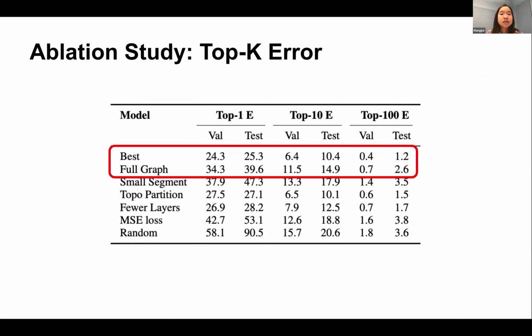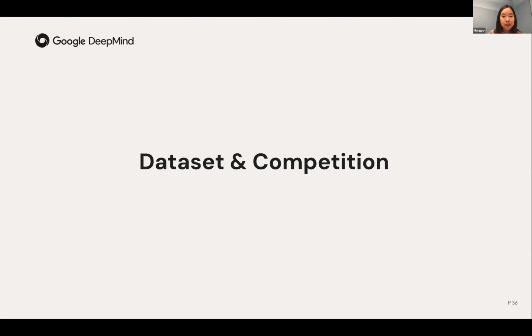And here is the top K error when we use these techniques together. The best method is the one where we apply segmentation and dropout together. We compare that with training using the full graph method, and you can see that with this combination of segmentation and dropout, we actually improve the accuracy on both the validation and test sets. So that is quite interesting.